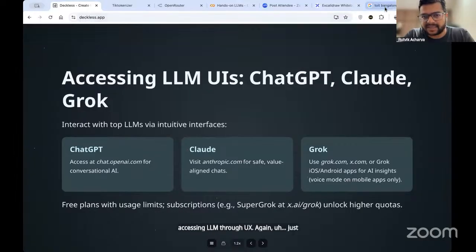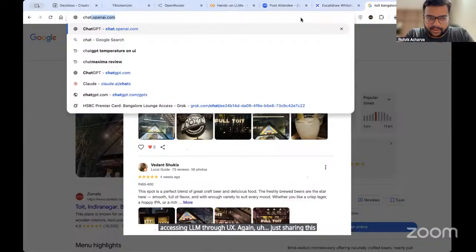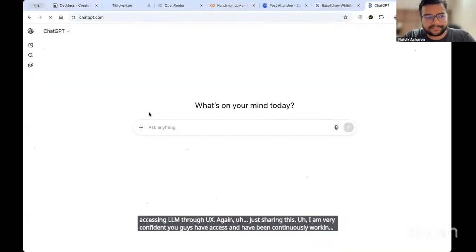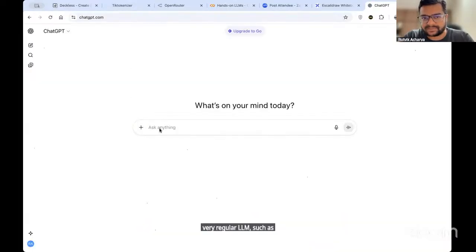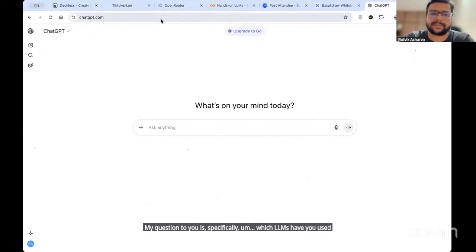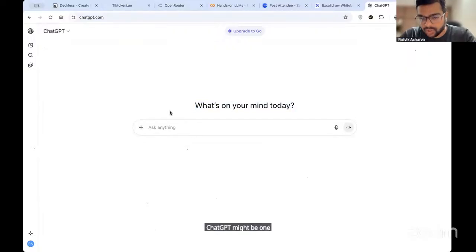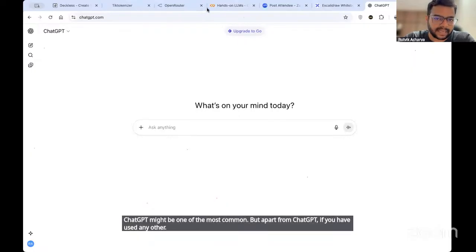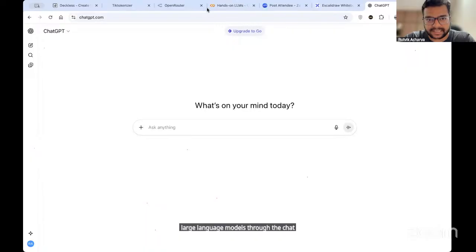Again, just sharing this. I am very confident you guys have access and have been continuously working with very regular LLMs such as ChatGPT. If you can put it in the chat, my question to you is specifically, which LLMs have you used through a chatbot, right? ChatGPT might be one of the most common, but apart from ChatGPT, if you have used any other large language models through the chatbot specifically, Gemini, Grok, Claude, Perplexity is like a gatherer of multiple LLMs, Hugging Face maybe.